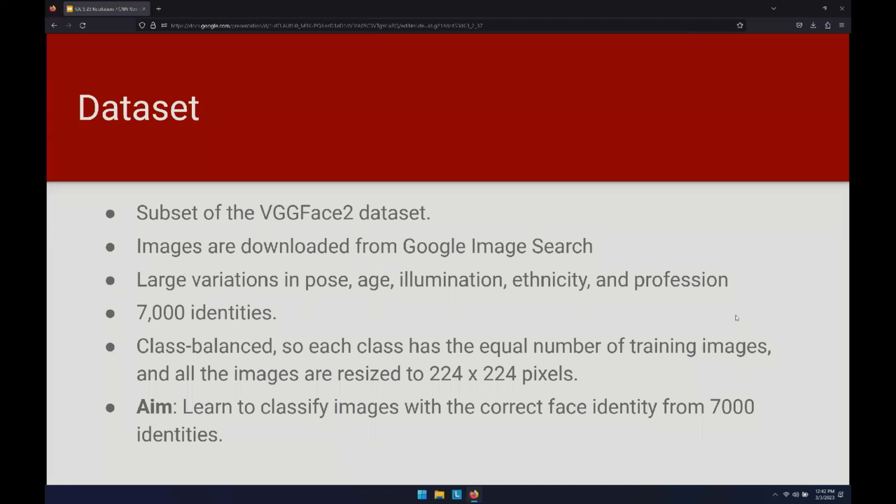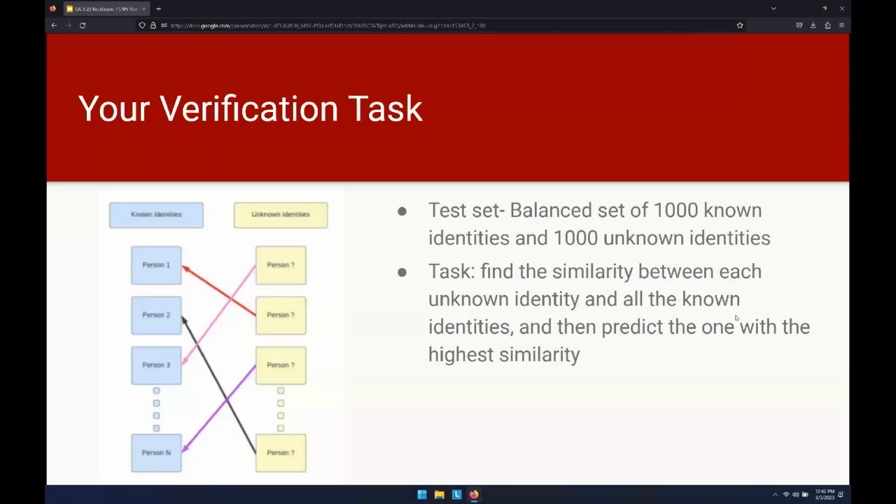So your aim is essentially to learn to classify images in your classification task with the correct face identity from 7,000 different identities, and in this verification task, given an unknown identity, which known identity is it the closest to? So yeah, in your verification task, you have a test set, which is a balanced set of 1,000 known identities and 1,000 unknown identities. And your task, as we mentioned before, is just to find the similarity between each unknown identity and all the known identities. And then you want to predict the class with the highest similarities, as you can see in the picture there.